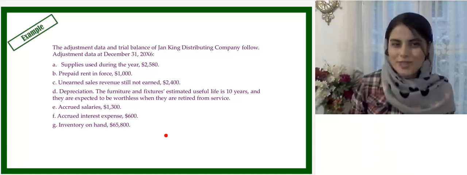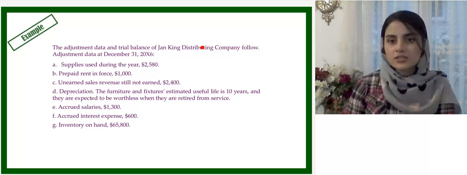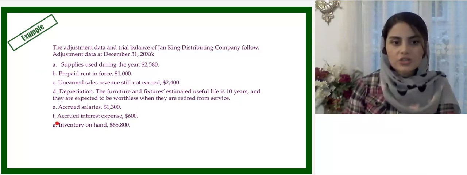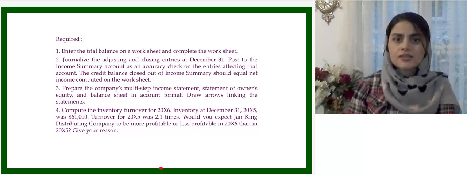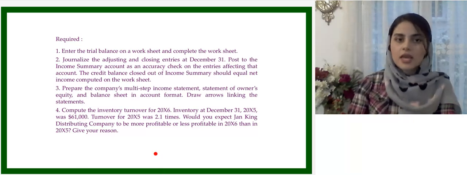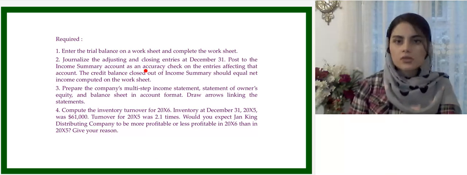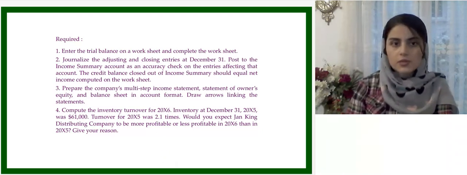So let's do the comprehensive example. This example is about Janking Distributing Company. Here we have the transactions A to G, and we're going to work on them. And here are the requirements that the example wants us to do, like entering the trial balance on the worksheet, journalizing, the adjusting and closing entries, and preparing financial statements also.